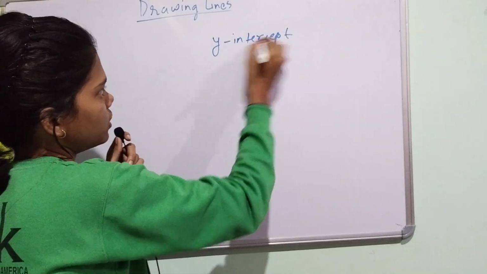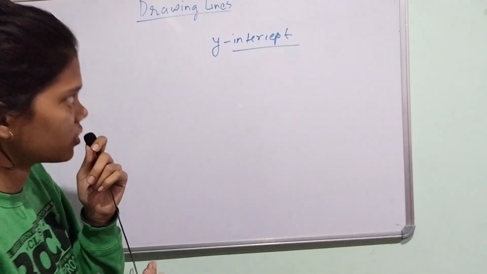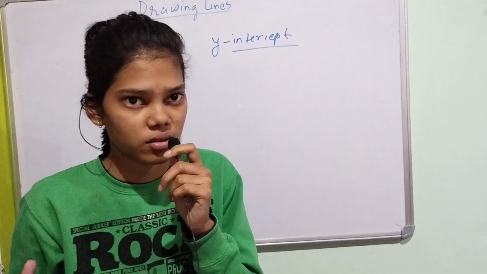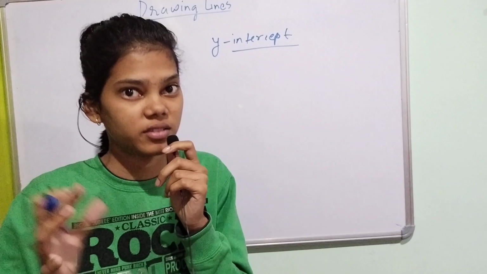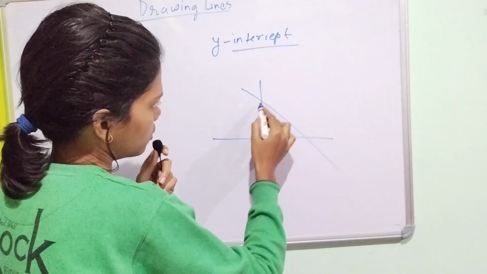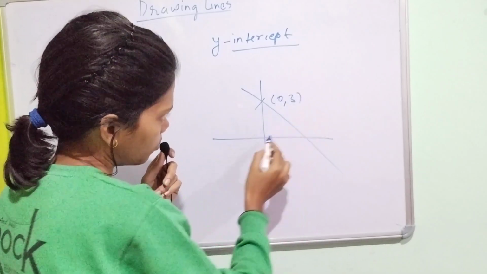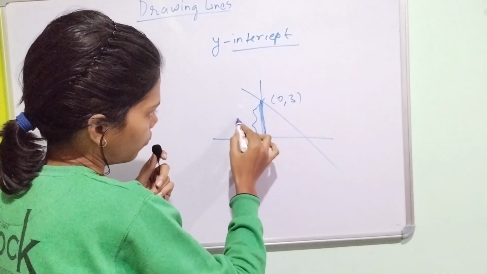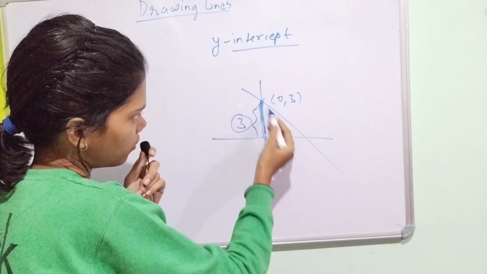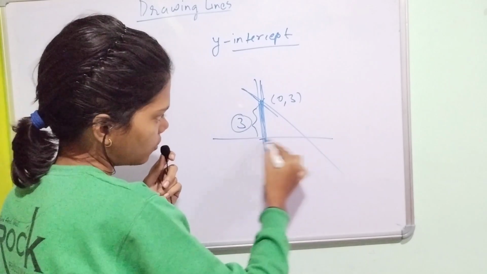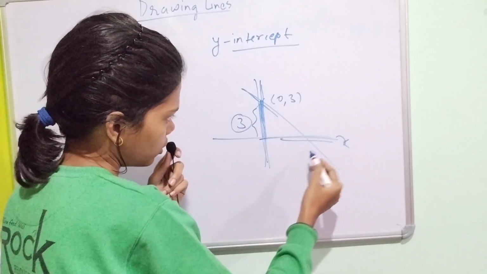So this is basically, what is intercept? Intercept is basically the portion of the axis, y-axis or x-axis, where the line meets the axis. Suppose this is a line and it is cutting the y-axis at (0, 3). So the y-intercept is 3. Wherever the line cuts the y-axis, that is called the y-intercept, and wherever the line cuts the x-axis, that is called the x-intercept.